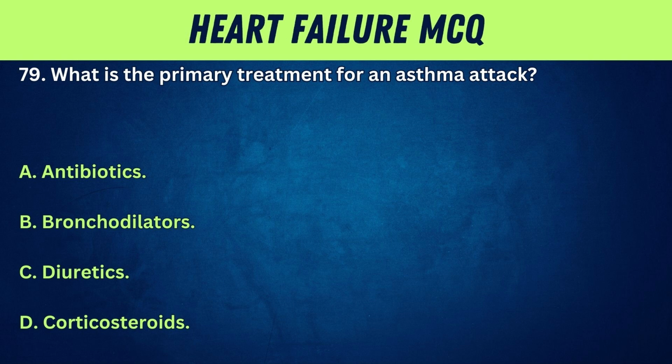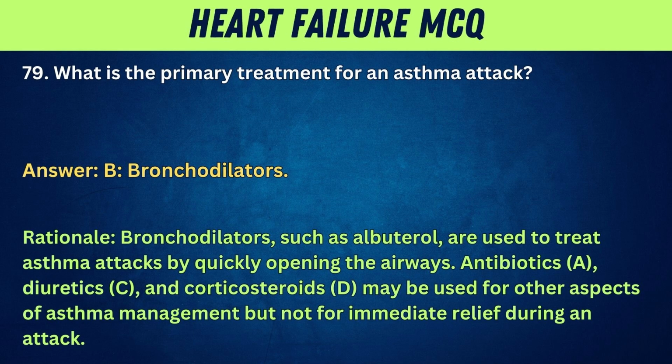79. What is the primary treatment for an asthma attack? A, antibiotics. B, bronchodilators. C, diuretics. D, corticosteroids. Answer, B, bronchodilators. Rationale, bronchodilators, such as albuterol, are used to treat asthma attacks by quickly opening the airways. Antibiotics, A, diuretics, C, and corticosteroids, D, may be used for other aspects of asthma management, but not for immediate relief during an attack.